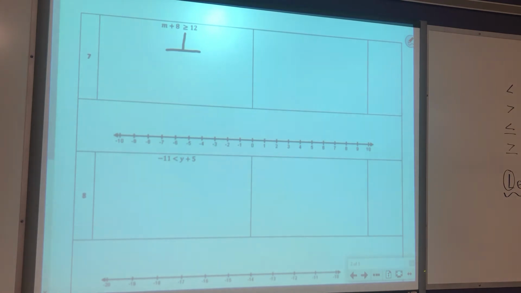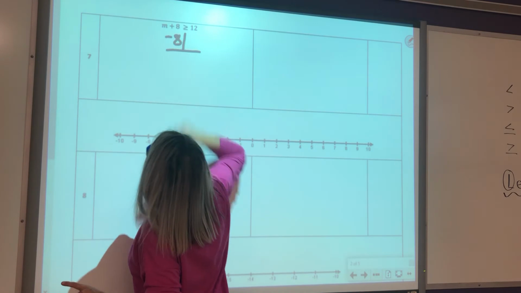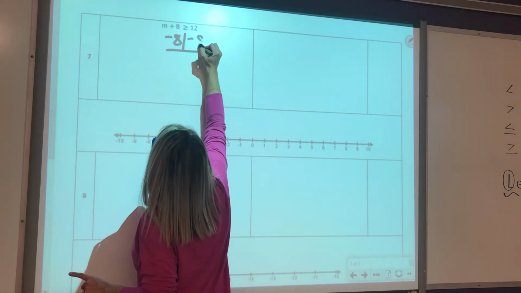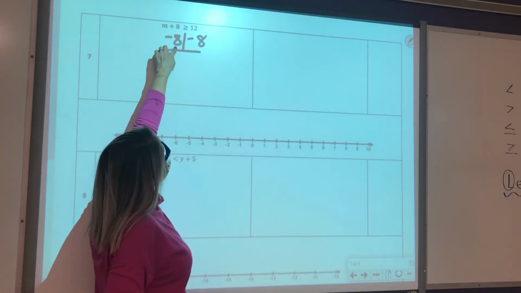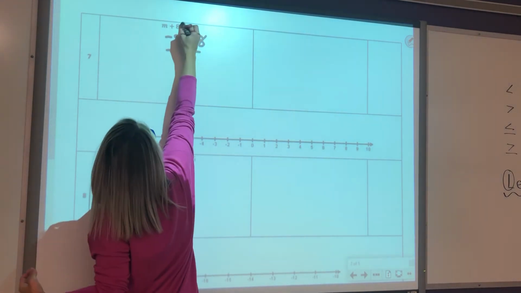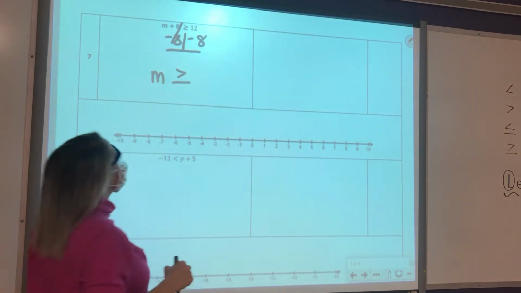M is being added by 8. So what's the inverse of adding 8? Subtracting 8. So I subtract 8 from left and the right. Okay. Again, that's showing balancing. Whatever I do to the left side, I do to the right side. 8 minus 8, that's our 0 pair. So I'm left with m is greater than or equal to 4.